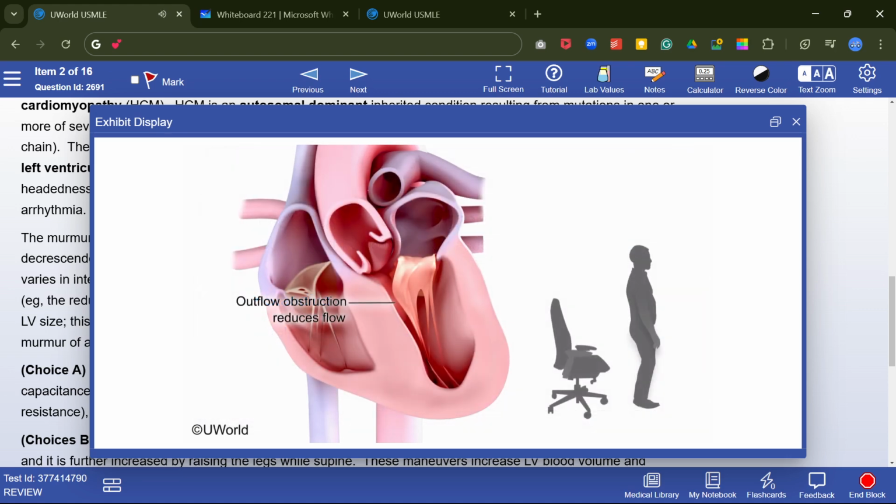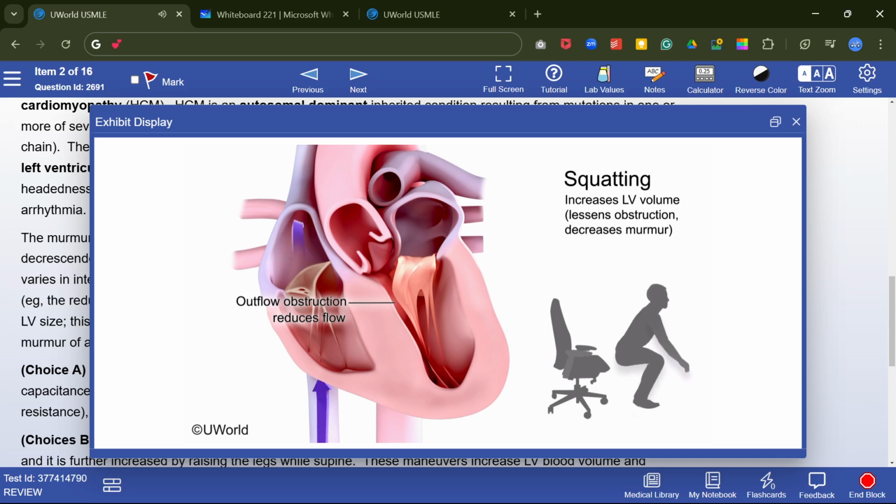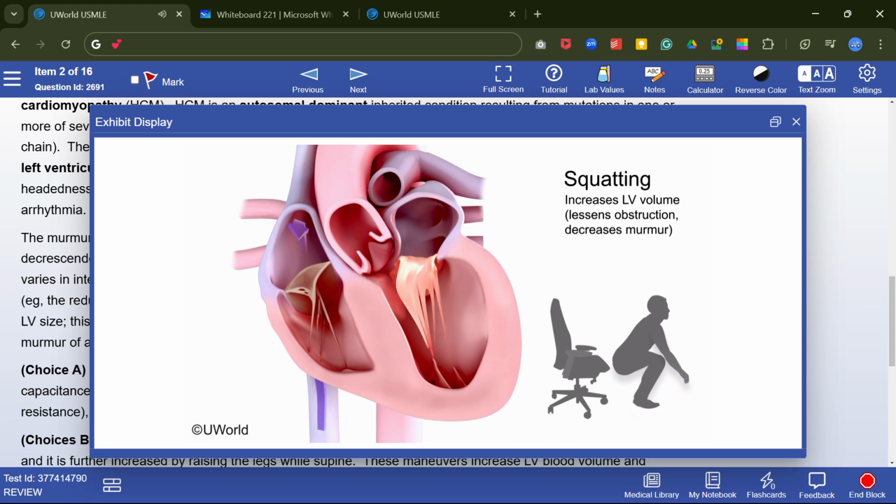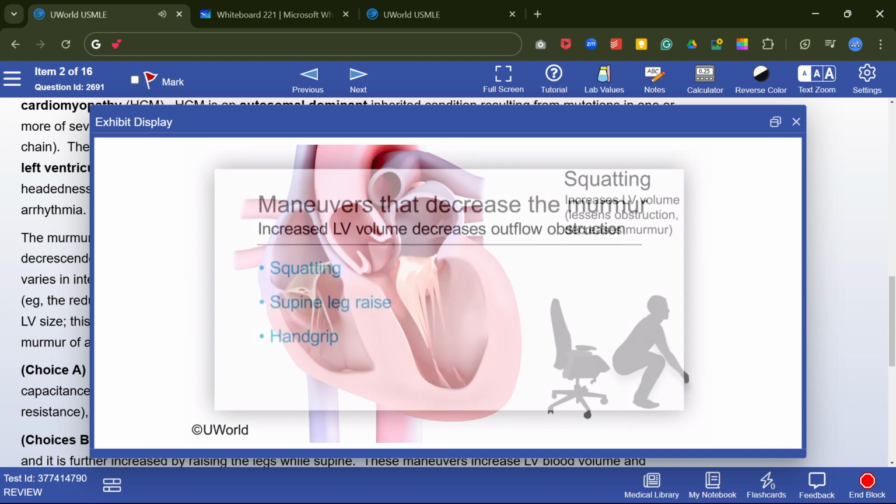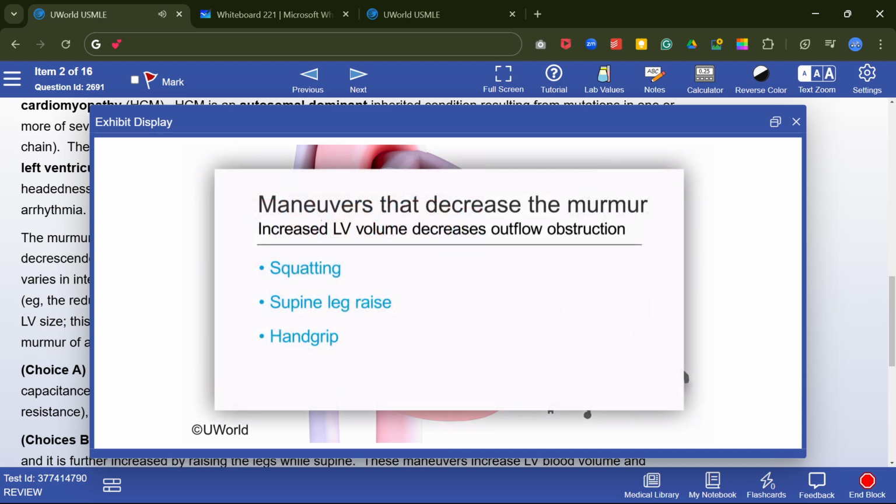Squatting increases afterload by compressing the vasculature and causes the pooled blood in the legs to mobilize. There is an increase in venous return to the heart. Left ventricular volume is increased, which lessens the obstruction and decreases the murmur. Supine leg raise and hand grip also increase left ventricular volume and decrease the murmur.